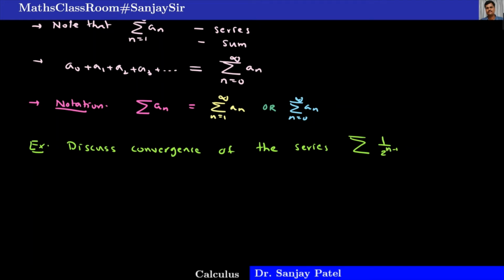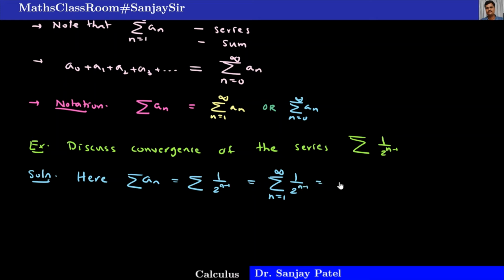So here what we can write is sigma an, the given series, is equal to sigma 1 upon 2 raised to n minus 1, which in this case we have written as n is equal to 1 to infinity 1 upon 2 raised to n minus 1. And if you write in that expanded form, it is 1 plus 1 by 2 plus 1 by 2 square, 1 by 2 cube, and so on. We want to check whether this series is convergent or not.